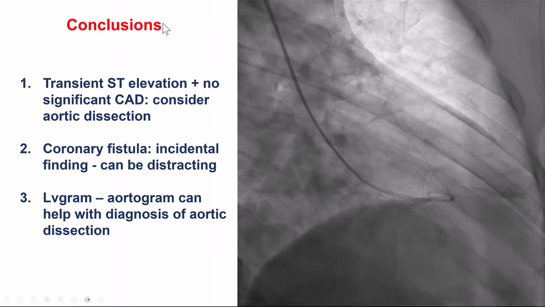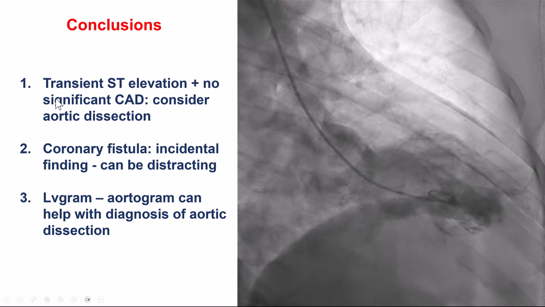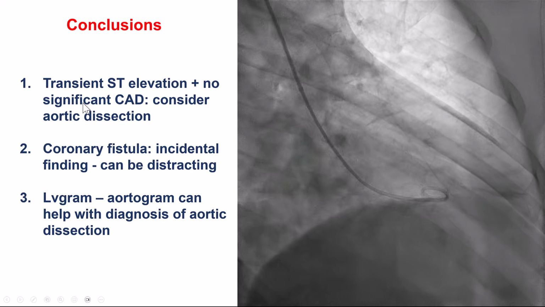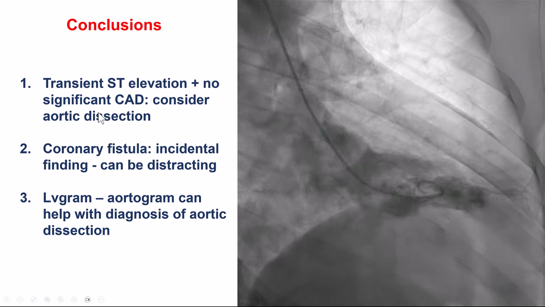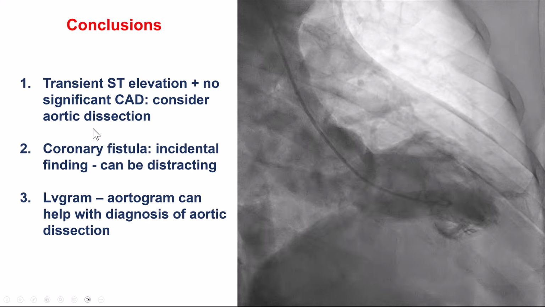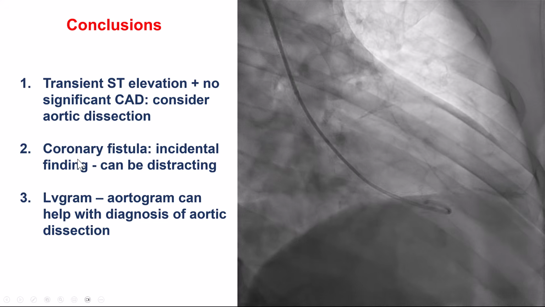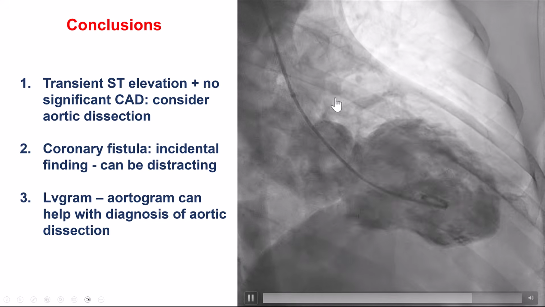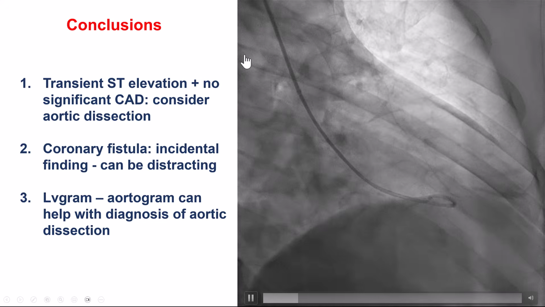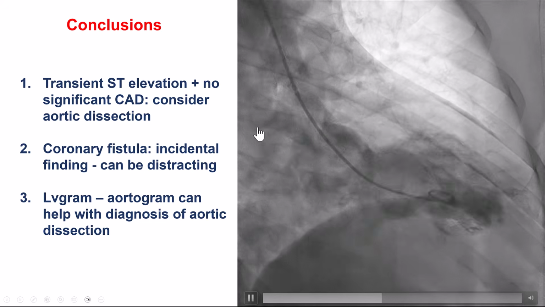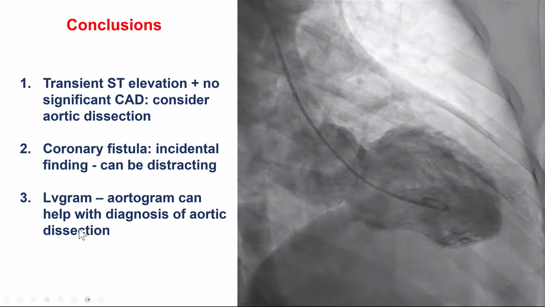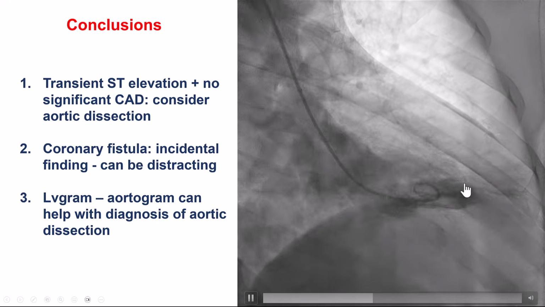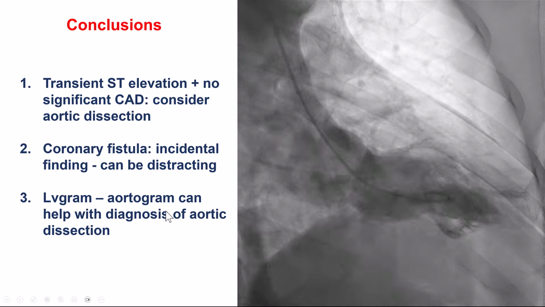Several lessons from this case. The first one is that in patients who have transient ST elevation chest pain but don't have significant coronary artery disease, aortic dissection should be in the differential. In this case, the presence of a coronary fistula to the pulmonary artery was actually distracting. It distracted us from focusing on what was eventually the diagnosis, which is the aortic dissection. And finally, a left ventriculogram or an aortogram can help make the diagnosis of aortic dissection.